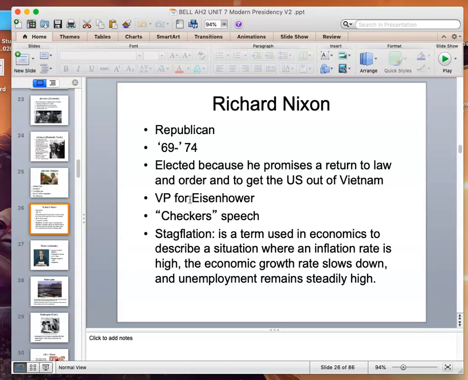He was the VP for Eisenhower from 52 to 60, runs against Kennedy, has that bad debate on TV, the first televised debate, and barely loses to Kennedy. He returns to run in 68.